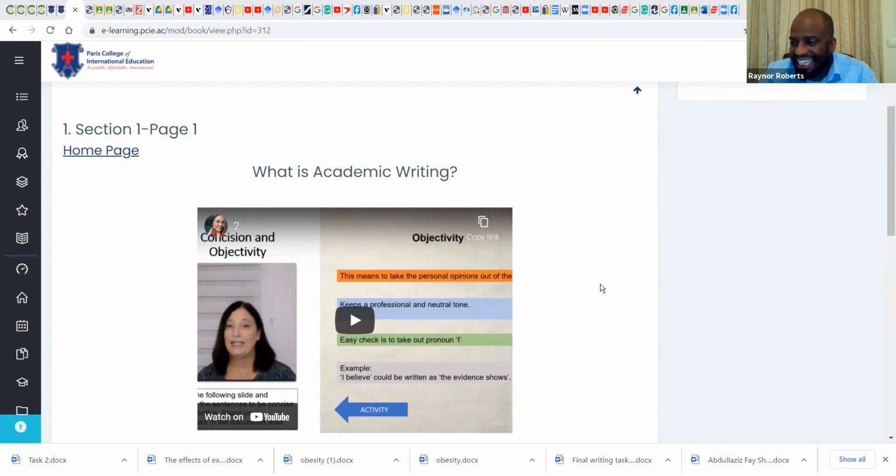Last C, cohesion. So we dealt with coherence. We dealt with the confidence, that you need to be confident. You need to be concise. Cohesion. Cohesion is what makes it readable.